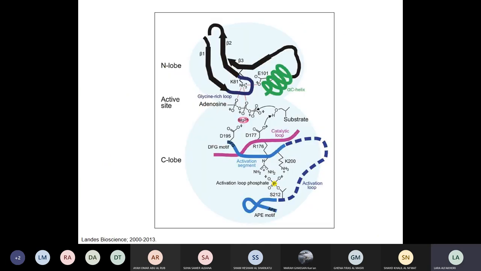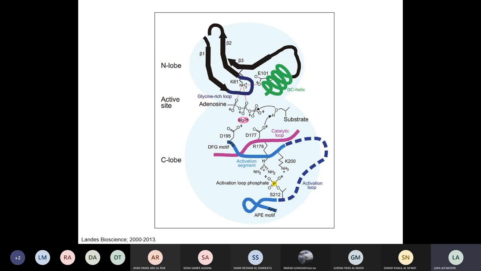This is also another image. Sorry, we will show you a lot of images, but hopefully, regardless of how the image and representation look, at least the main compartments of any kinase, which will allow you to recognize them, will be clear to you. Okay?